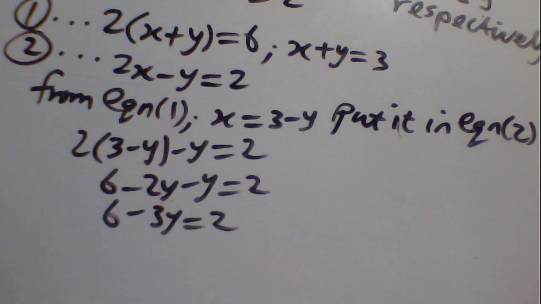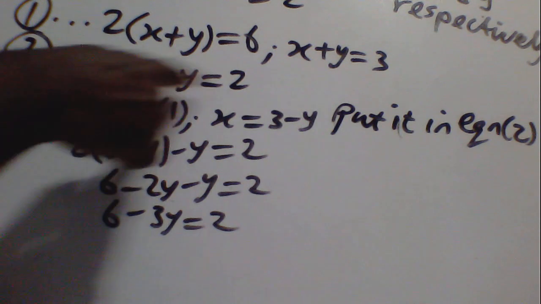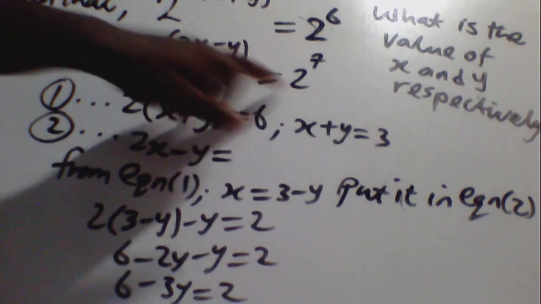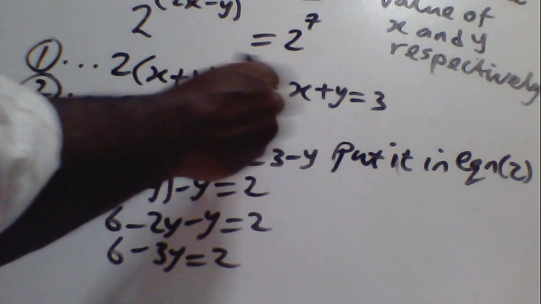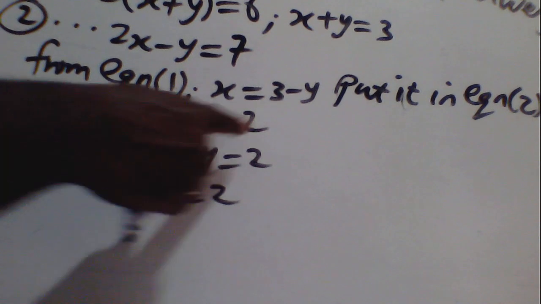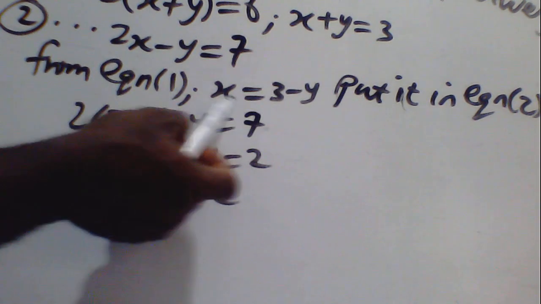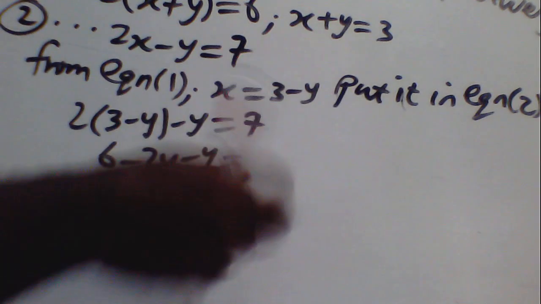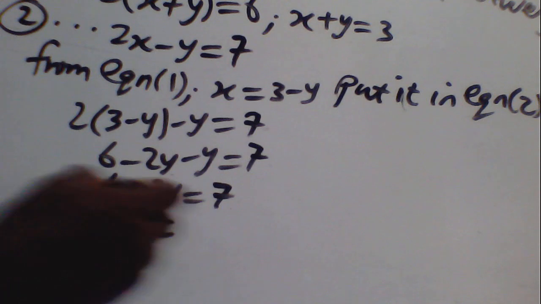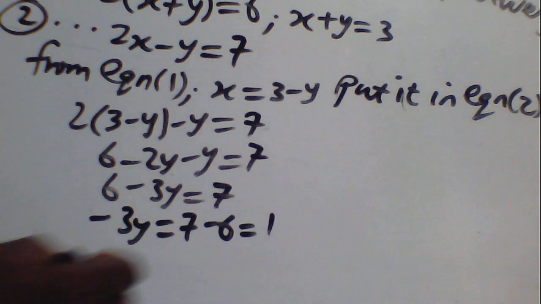So what next will you do? Is there any mistake? Yes, in equation 2, when the bases cancel out, what we have on the right is 7, I hope you are seeing it. So it is 7 here, and it is also 7 here. So from here we have minus 3y plus 6 is equal to 7, and you have 7 minus 6, and that gives us 1.